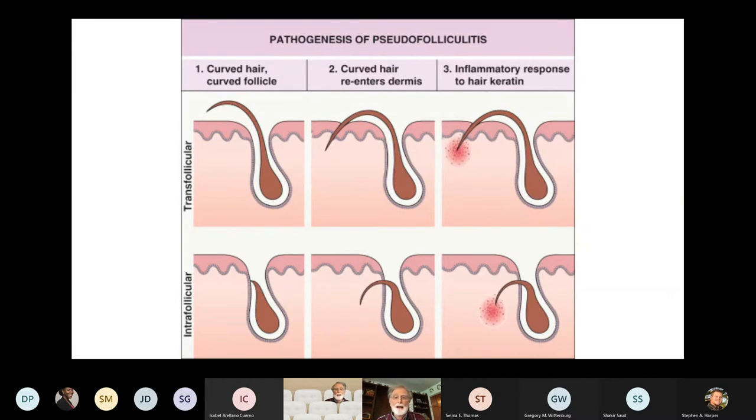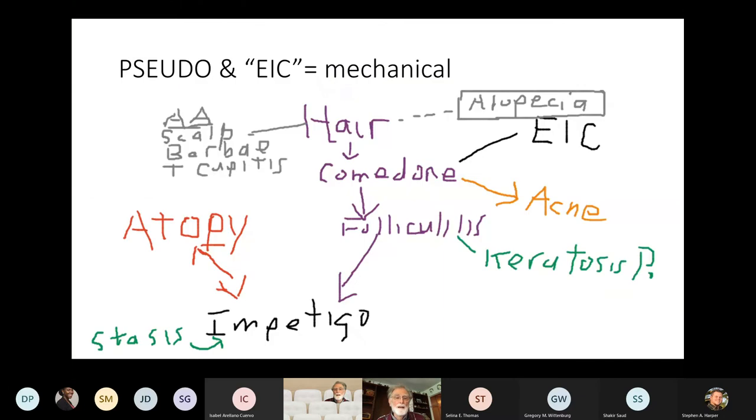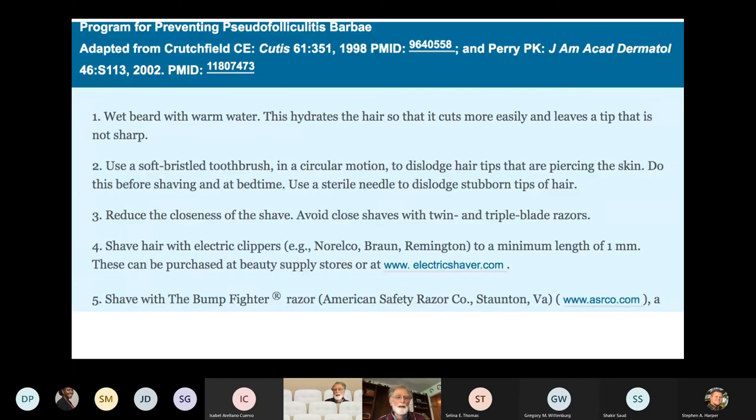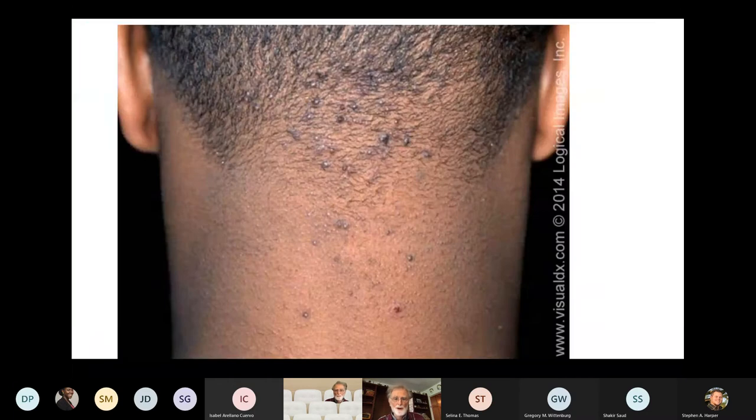It's a thing in African American men, and so it's listed as part of mechanical, and there's a whole program for treating this. I won't go into it now, but it's quite involved and specific on all the things that can be done to keep the hair from curving into the skin.